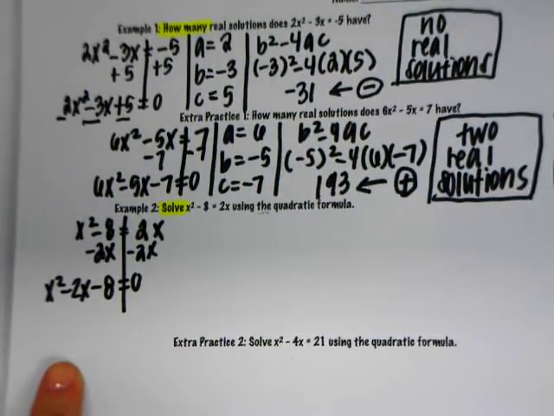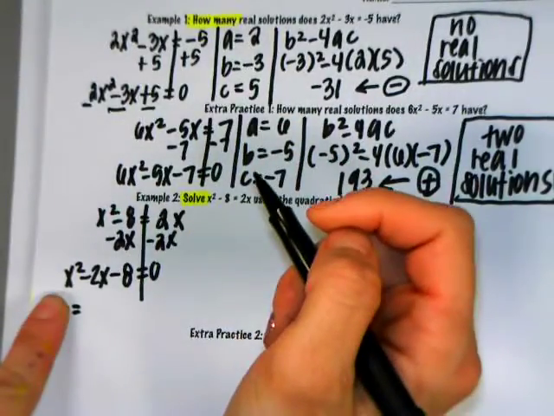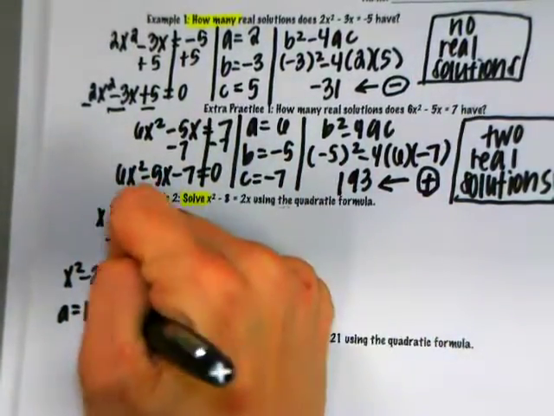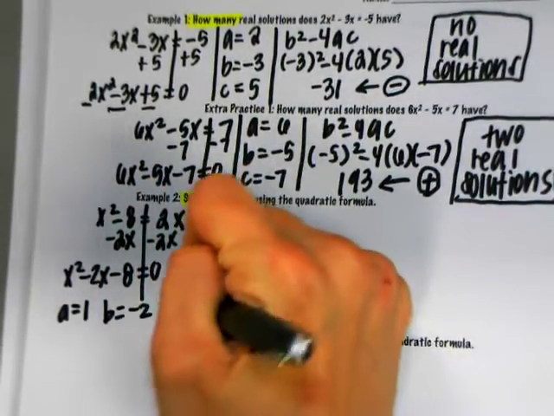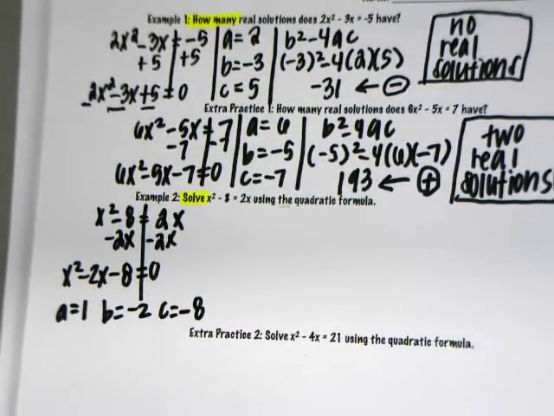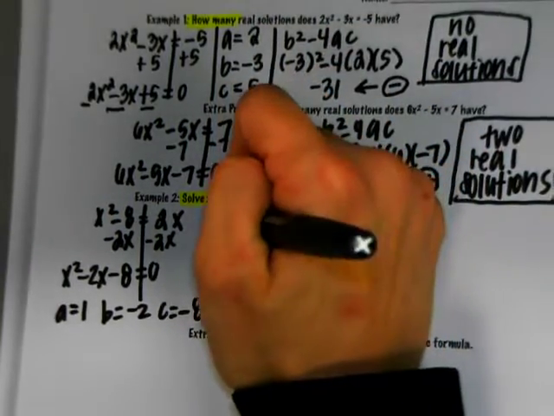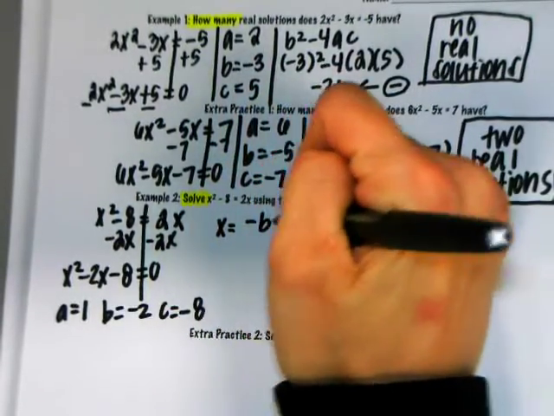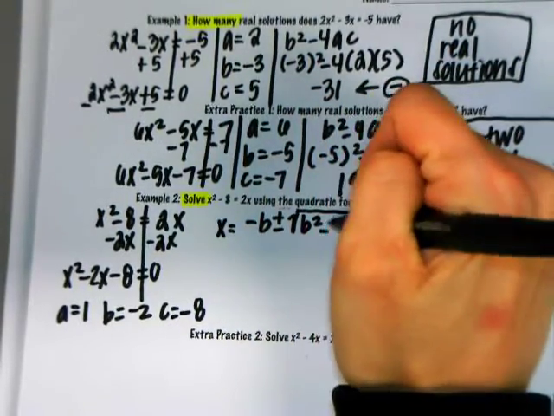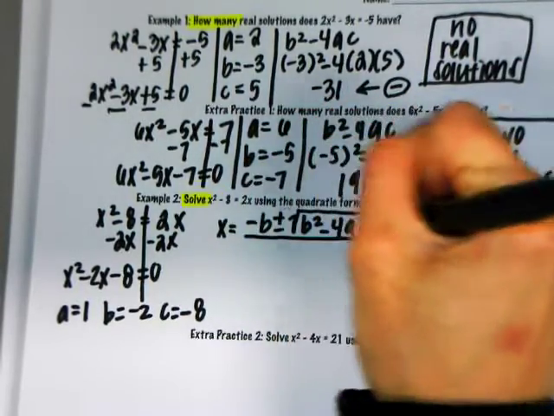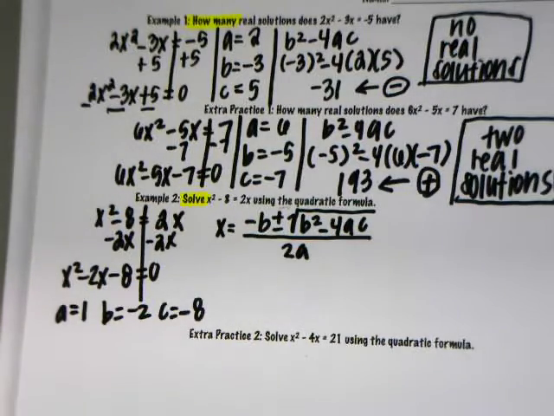So now let's label A, B, and C. What is A? What's in front of the x squared? Just a 1. Yep. What about B? Negative 2. And C? Negative 8. Okay, and then your whole formula is this. X equals the opposite of B plus or minus the square root of B squared minus 4AC all over 2A. It's obnoxious.